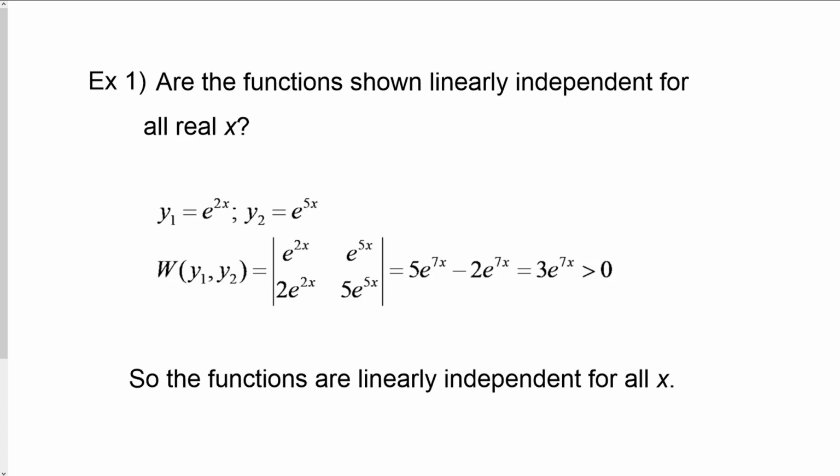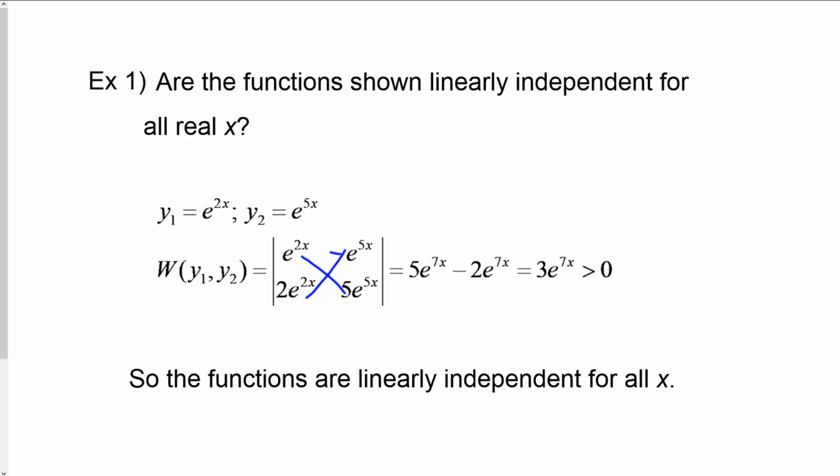And of course, the determinant of a 2 by 2 matrix is the left diagonal product minus the right diagonal product. So that gives us 5e to the 7x minus 2e to the 7x, which becomes 3e to the 7x. And since e to a power is always greater than 0, we know that product is never equal to 0. Therefore, those two functions are linearly independent for all x.